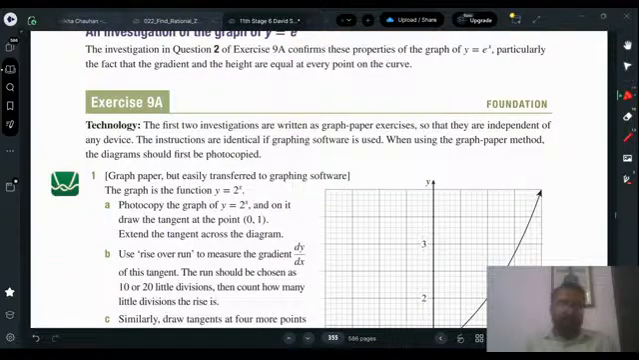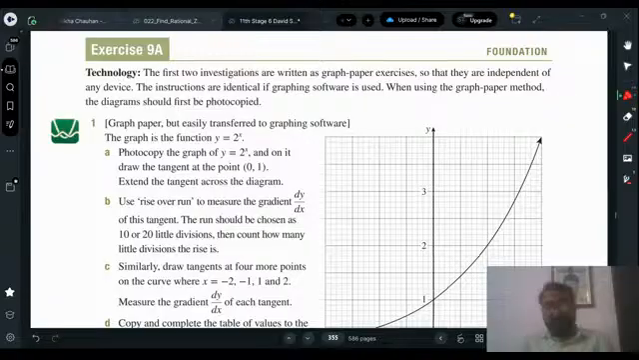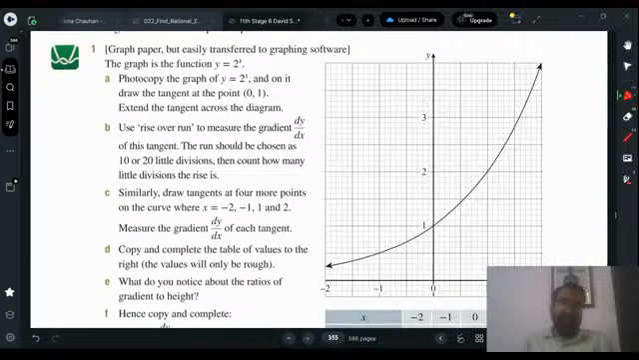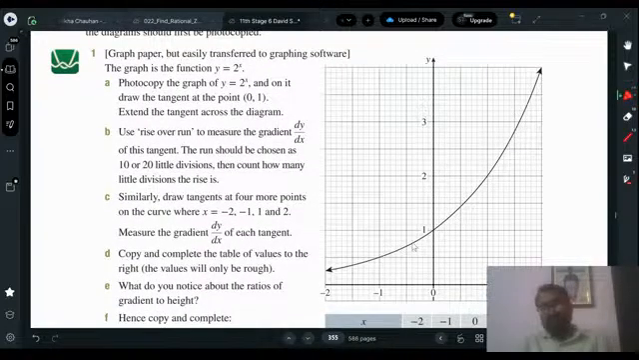Exercise 9A. Technology. Do you want to do this? Can you see? Let me go with the explanation. Technology. The first two investigations are written in graph paper exercises, so that they are independent of any device. The instructions are identical if graphing software is used. When using the graph paper method, the diagram should first be photocopied. Okay, so you have to do two different tasks here.